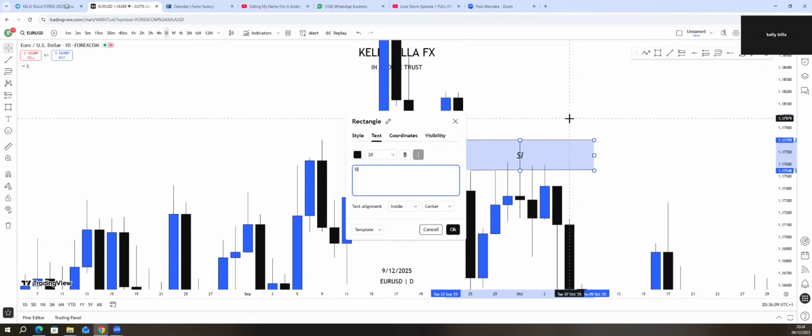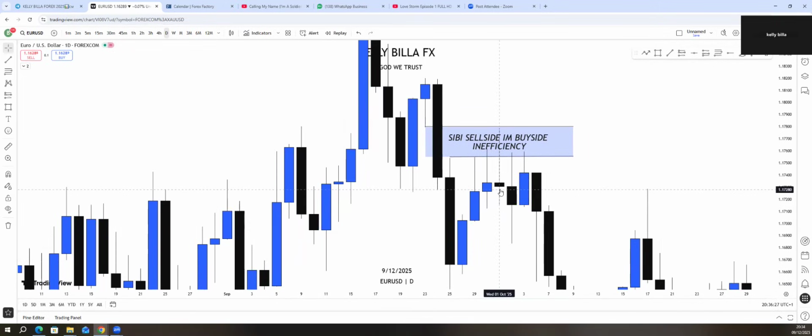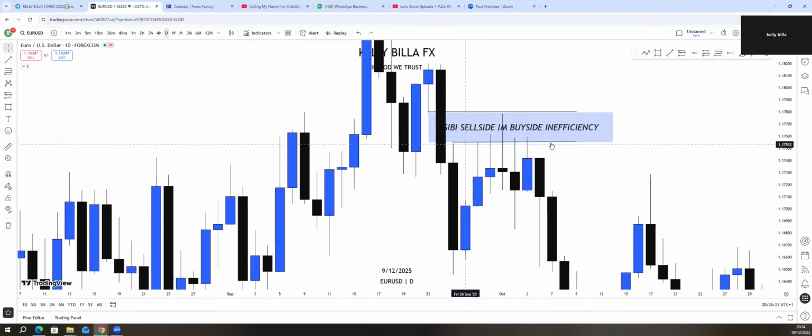So this is a CB. Okay, now that's a sell side imbalance and a buy side inefficiency. Now you see how sometime in future price came back, reacted, and then what did you have? More sales. So this is just how you trade this, guys.